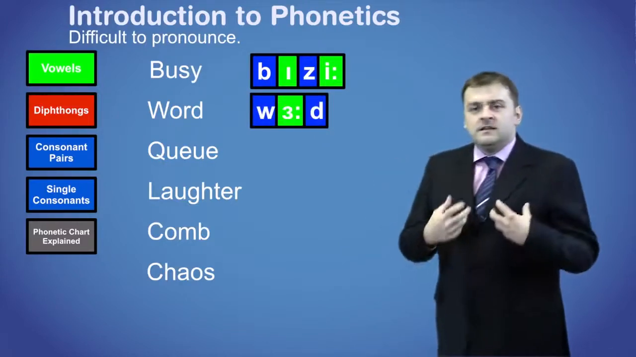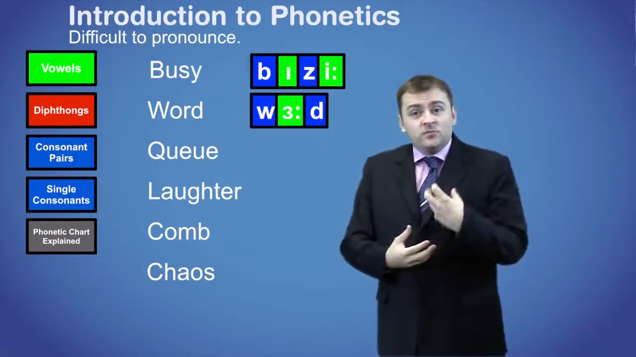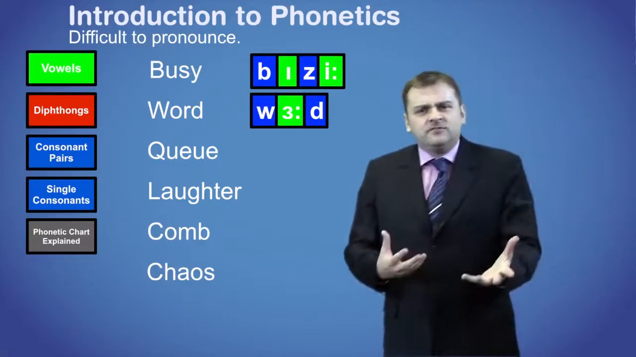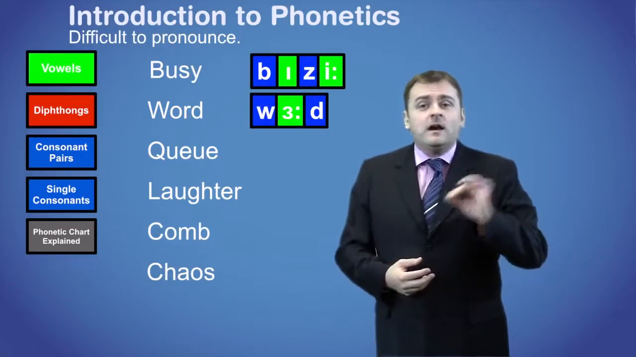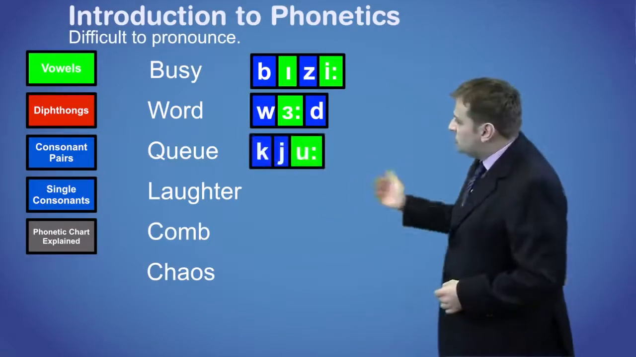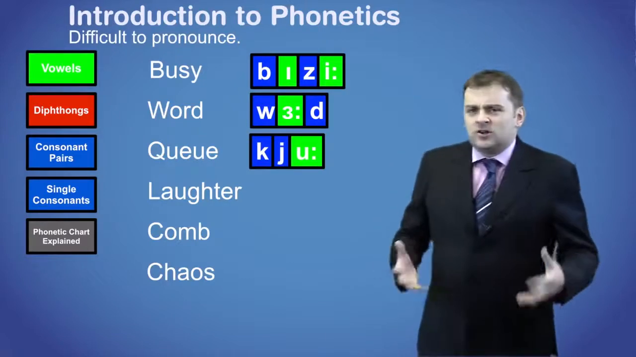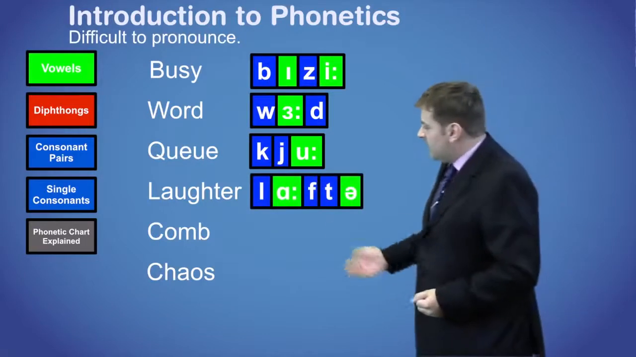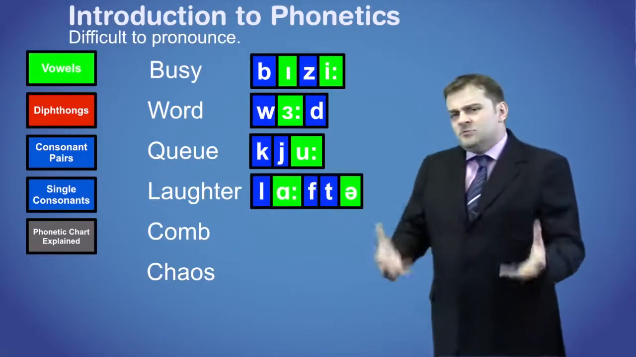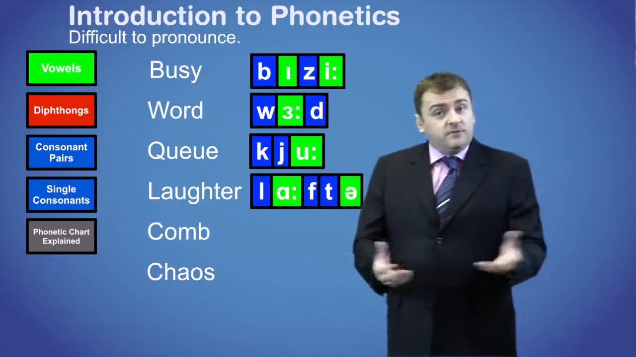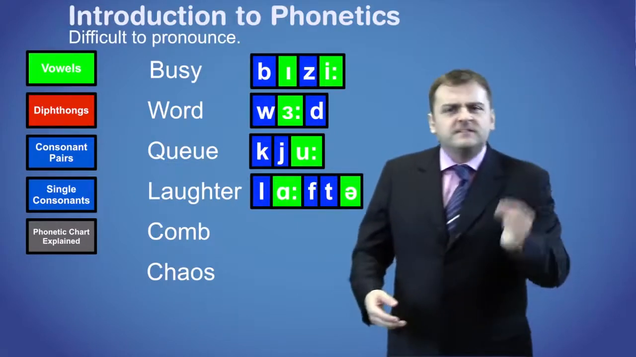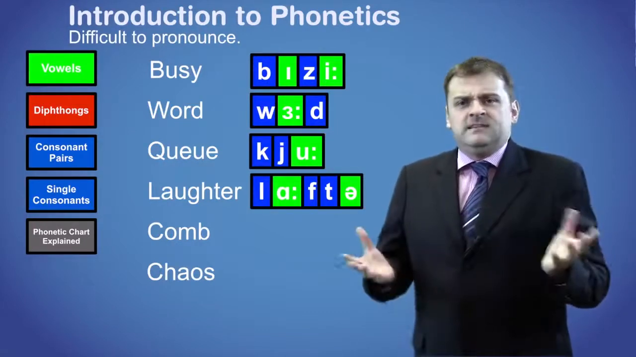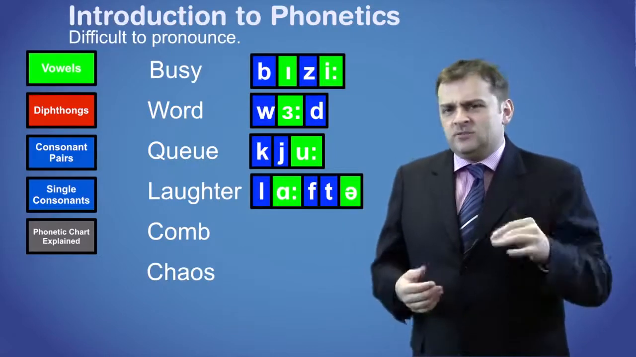Word. Here, the O together with the R is pronounced the same as the sound often spelled with an ER, and that's confusing. Cue. This word's got a lot more letters than you might expect, and most of them are just silent. Laughter. You might expect there to be an R in laughter, but there isn't. And also the F sound is represented by the letters GH. This is a very unusual spelling, and it causes a lot of confusion.